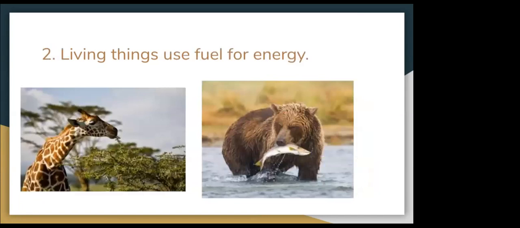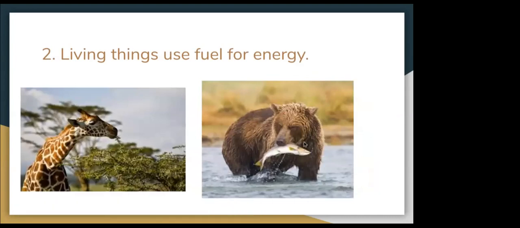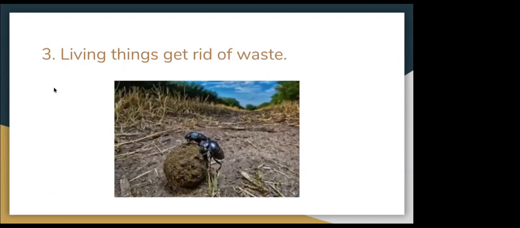Number 2, all living things use fuel for energy. Animals consume their food. Humans consume their food, both herbivores, carnivores, omnivores. Plants, who are also living things, make their own fuel for energy. They make their own food in a part of their cell, which we will talk about later, called chloroplasts, through the process of photosynthesis. So even though they don't have to eat their food, they do make food, and they use it for their energy as well.